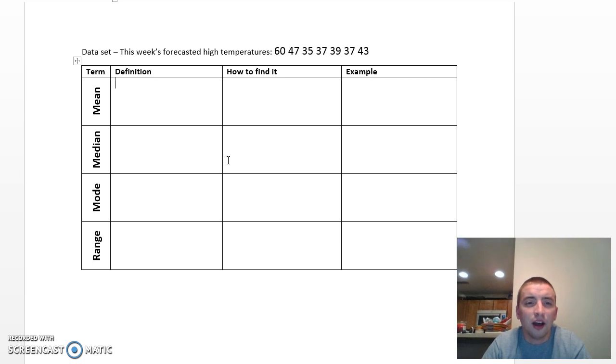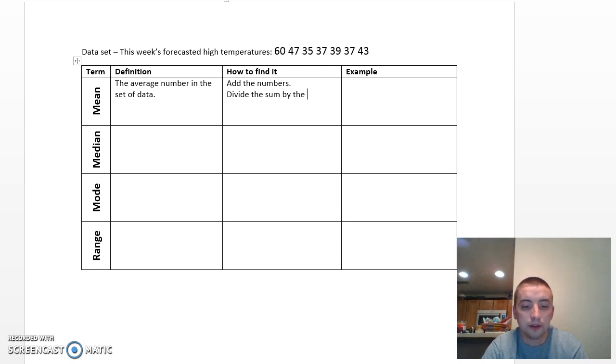So here we go. The mean is the average number in the set of data. And how you find it is you add the numbers, then you divide the sum by the quantity of numbers in the set. So right now, go ahead and pause the video and make sure you have the definition and how to find it written down.